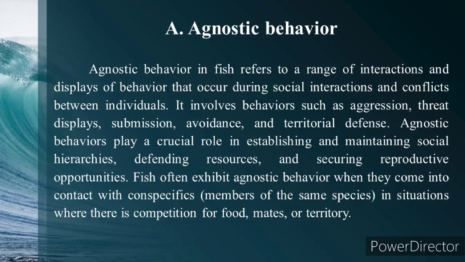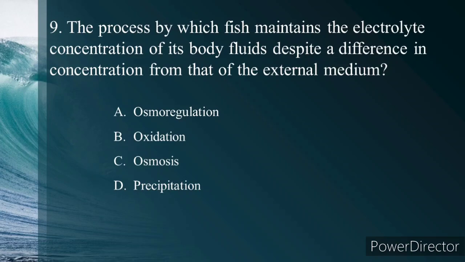Number 9. The process by which fish maintain the electrolyte concentration of their body fluids despite a difference in concentration from that of the external medium. A. Osmoregulation. B. Oxidation. C. Osmosis. D. Precipitation. 1, 2, 3. The answer is A. Osmoregulation.